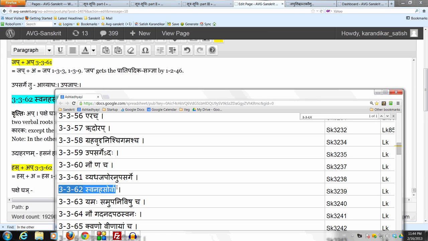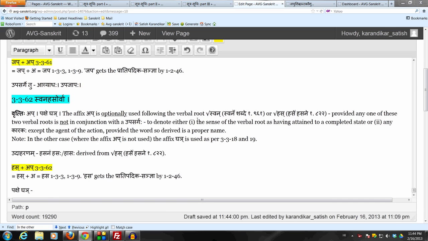This Sutram 3.3.62 also applies to only two verbal roots, Swan, which is Swana Shabde in the Bhvadiganaha, and Has, which is Hase, Hasane also in the Bhvadiganaha. But now the Sutram says Va. So this prescription of the affix up is only optional in the case of these two verbal roots.